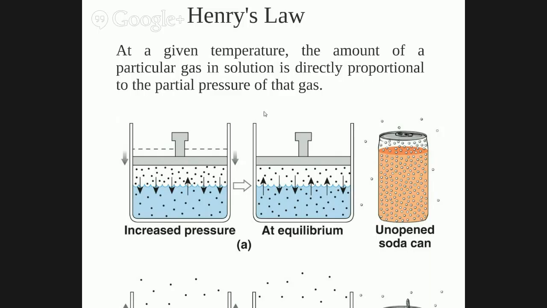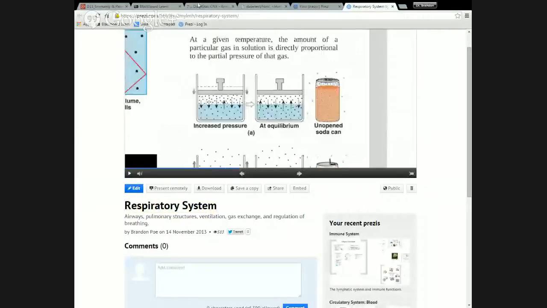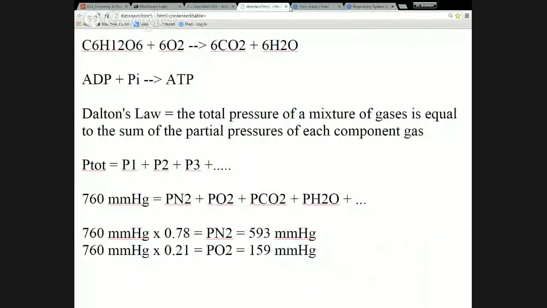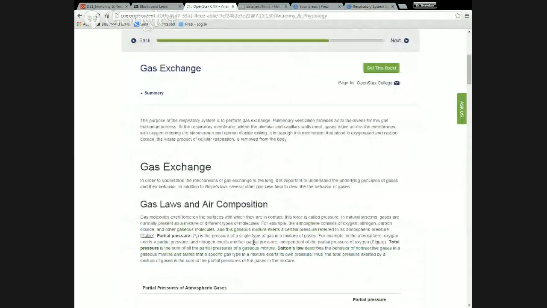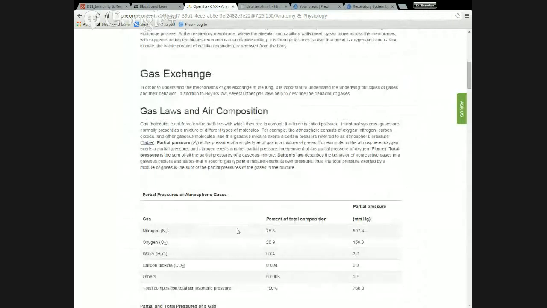And so in the book, we're going to get into next the gas exchange portion. And it starts off, and I've already kind of done this, talking about gas laws. Here's the table of partial pressures of atmospheric gas. So there's nitrogen, oxygen, water vapor, carbon dioxide, and other things that are out there.